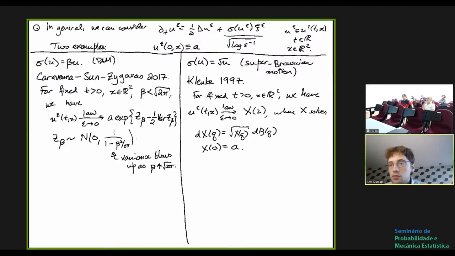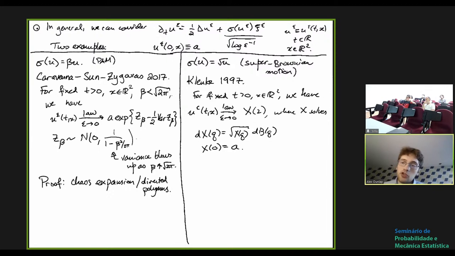Let me mention just two words each for the proof methods here, to emphasize that the proof methods are totally different. The proof here is by chaos expansion, via the directed polymers. The directed polymer gave us some kind of exponential of something. Where you have a formula in terms of an exponential, you can expand that exponential in a Taylor series and study each term separately, and that's how they proved this result.